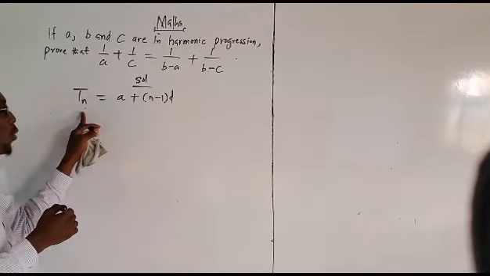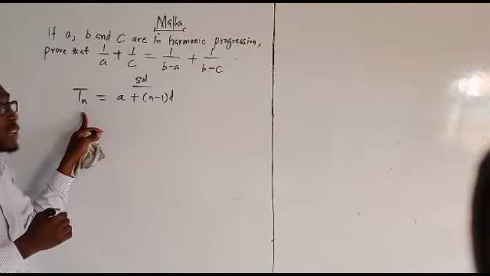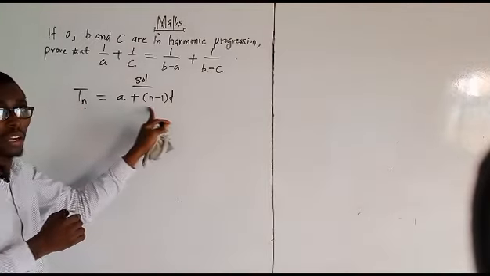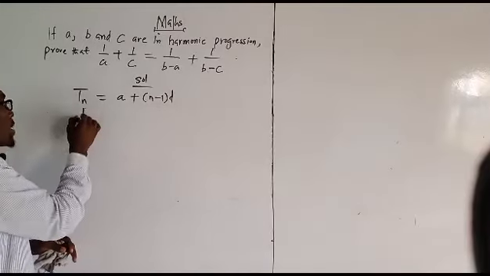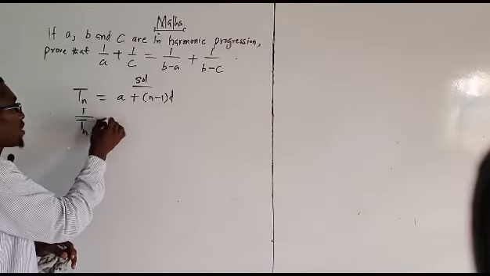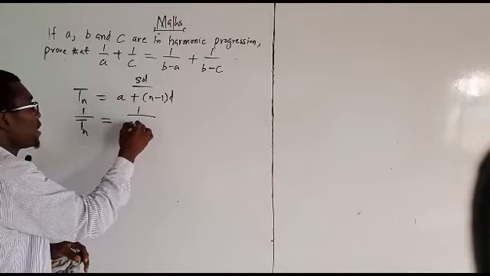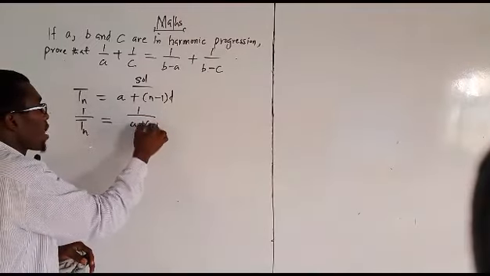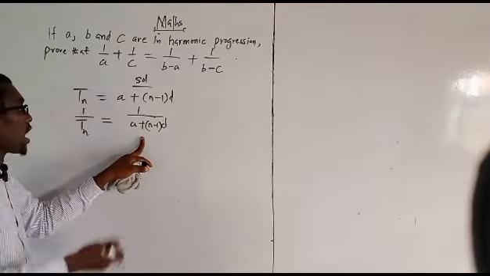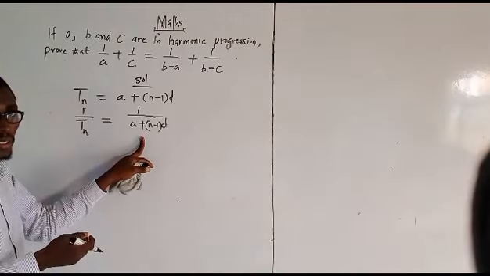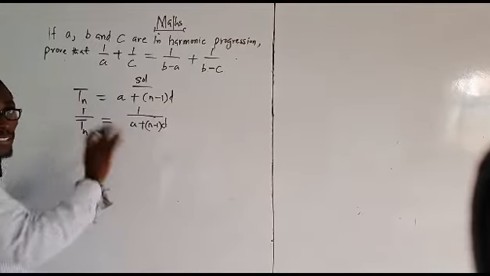Now from this, we can create the harmonic progression by taking the reciprocal of both sides. So if we take the reciprocal of both sides, we shall have 1 over Tn, and that is equal to 1 over (a plus (n minus 1) d). So with this formula, we can create the harmonic progression. All right? So this is the idea about harmonic progression.